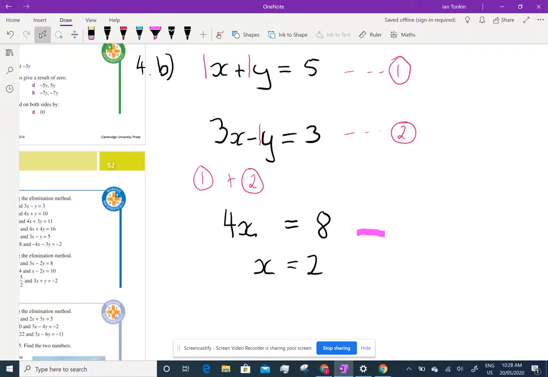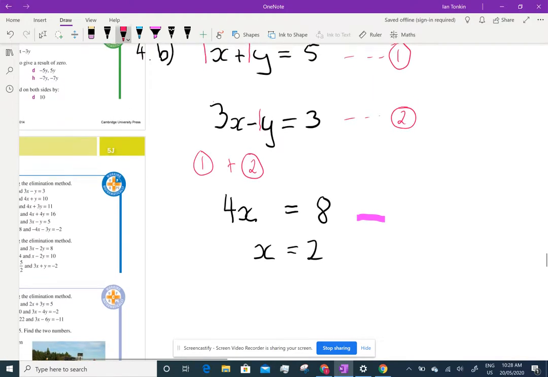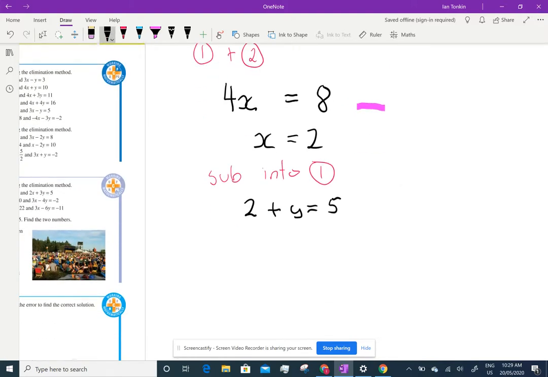I've got a choice. I can sub it into equation number 1, or I can sub it into equation number 2. I'm going with equation number 1 because there are no negatives, and I don't want to take the risk of making a mistake. So I'm going to sub that x equals 2 into equation number 1. And when I do that, I get, I put the 2 in for the x, plus y equals 5. And this is a really easy equation to solve. I subtract the 2, and I get y equals 3.